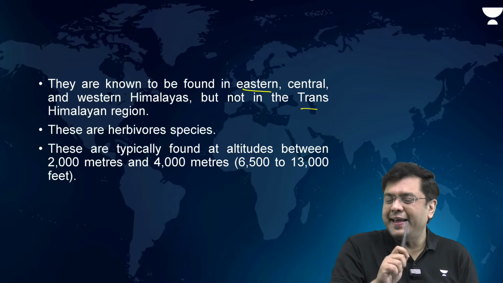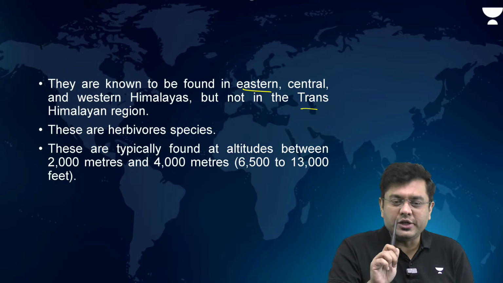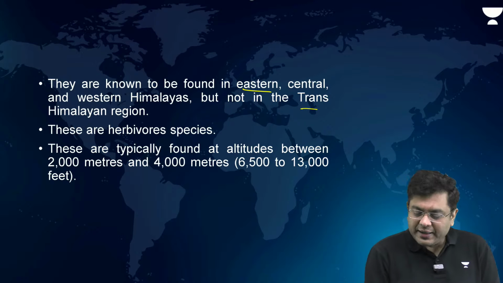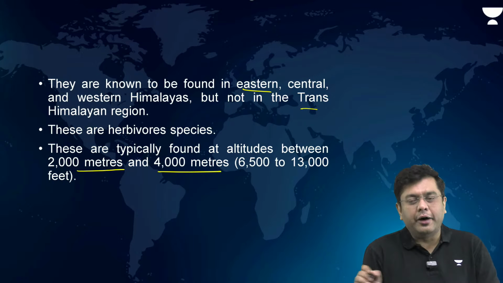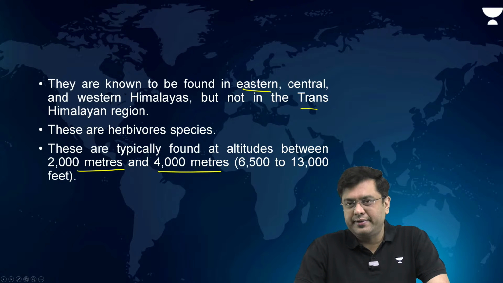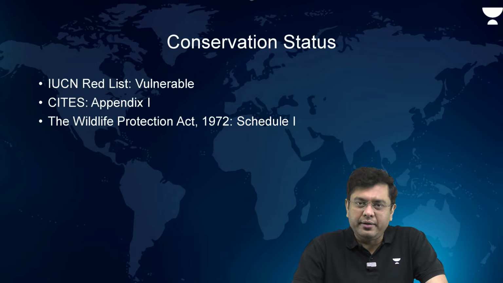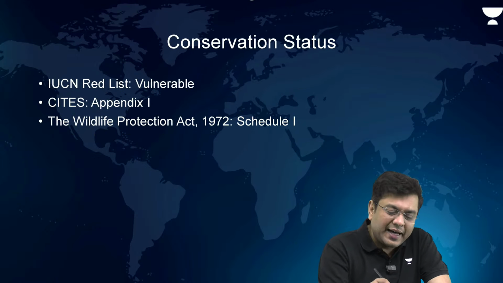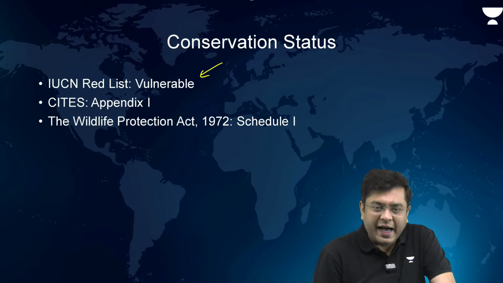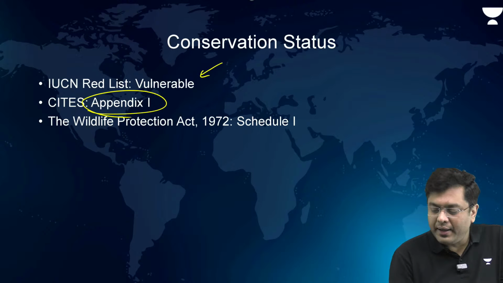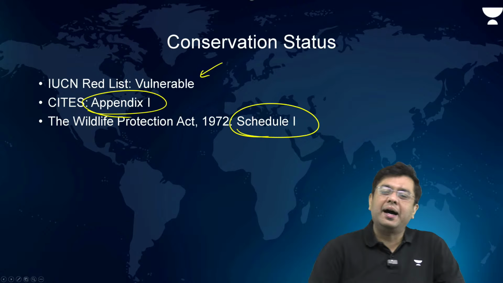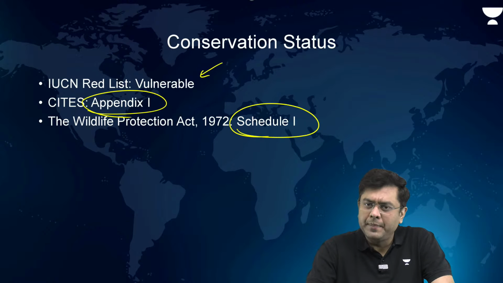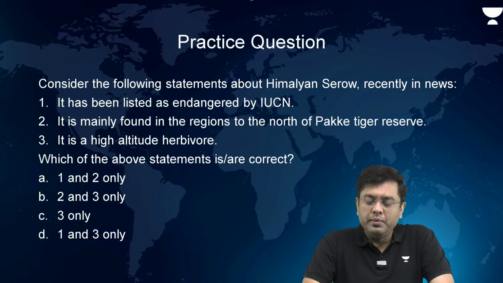But Himalayan serow is not to be found in the region of Trans-Himalayas. They are typically found at an altitude of 2000 to 4000 meters. Sighting them is very rare. Conservation status: IUCN Vulnerable, CITES Appendix 1, and Wildlife Protection Act Schedule 1. Okay.